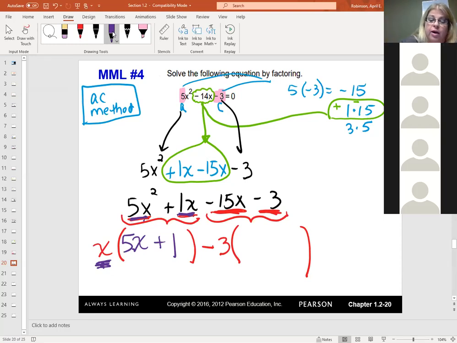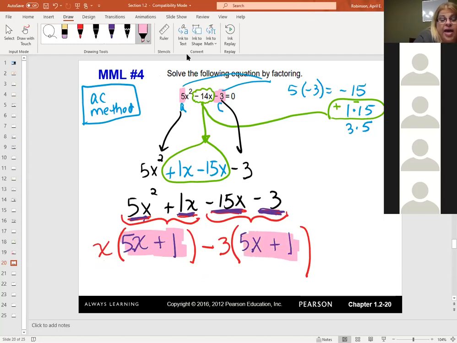Now I'm going to come over here and take negative 15x and divide it by negative 3. That would be a positive 5x. And then take negative 3 and divide it by negative 3. A negative 3 divided by negative 3 is a positive 1. And you can see that both sets of parentheses match. This is a 5x plus 1 and this is a 5x plus 1. That is your first factor. My first factor is a 5x plus 1.